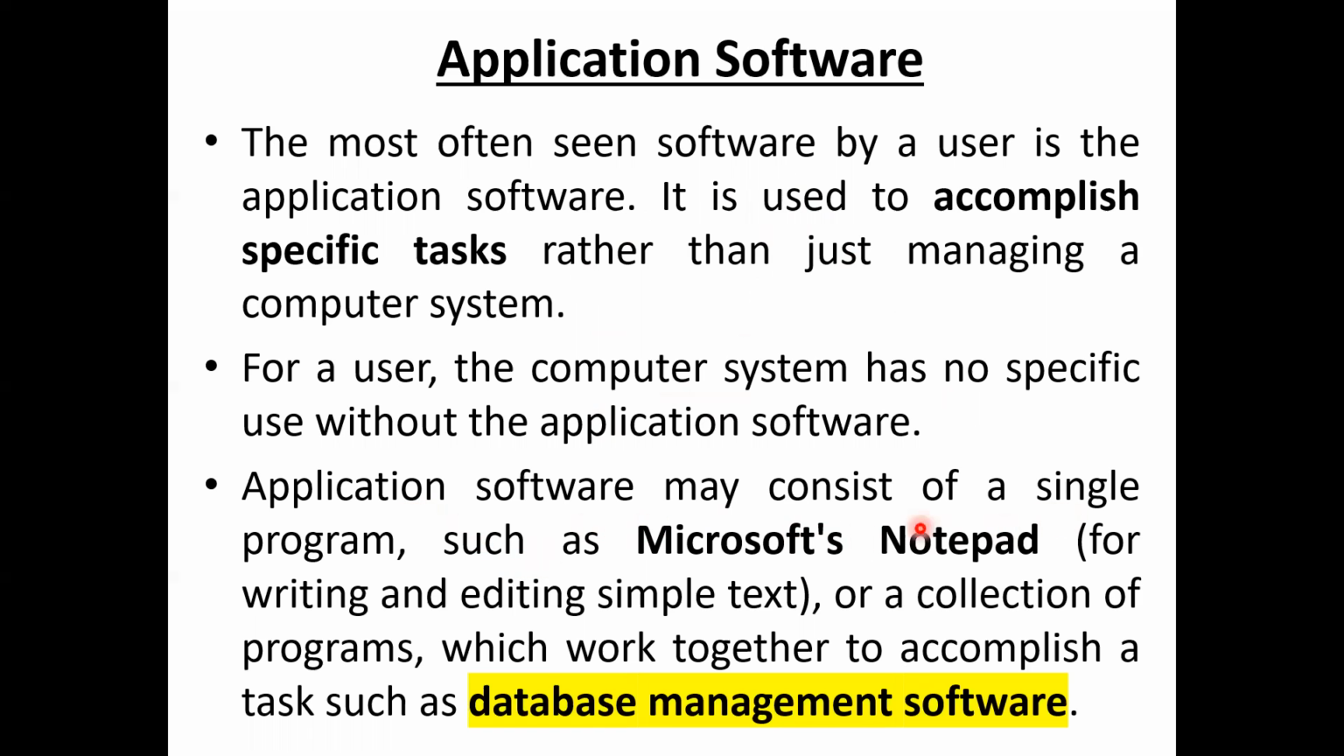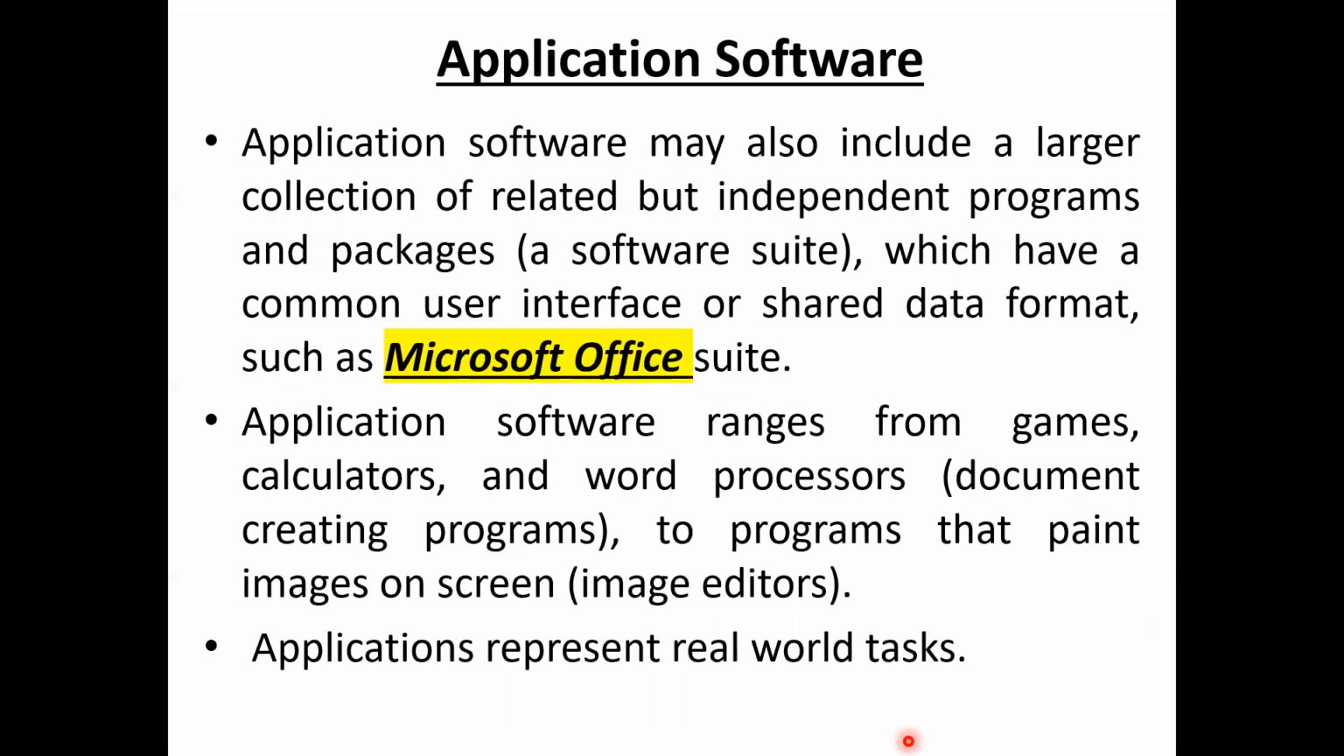Application software may consist of a single program like Microsoft Notepad for writing and editing simple text, or a collection of programs which work together to accomplish a task such as database management software. Suppose you want to manage your database, so in that case you want DBMS software. Application software may also include a larger collection of related but independent programs or packages, or you can say a software suite which has a common user interface or shared data formats, such as the MS Office suite.